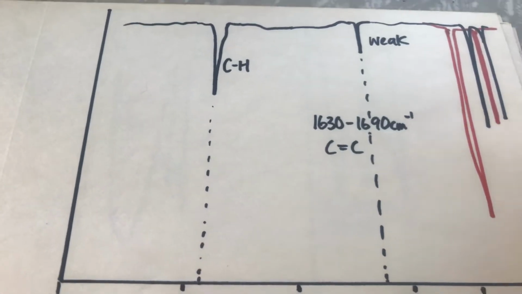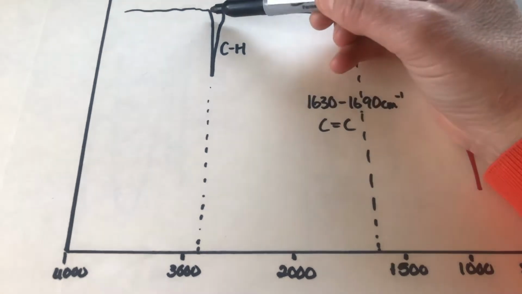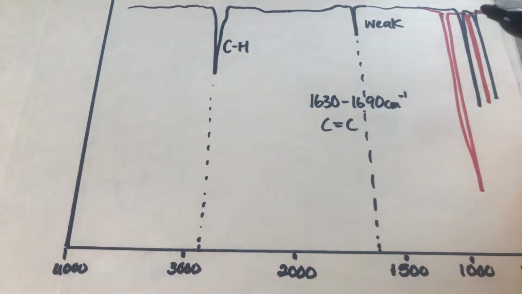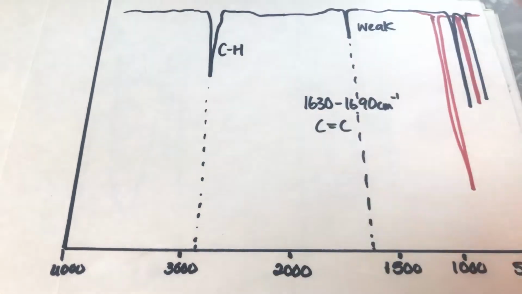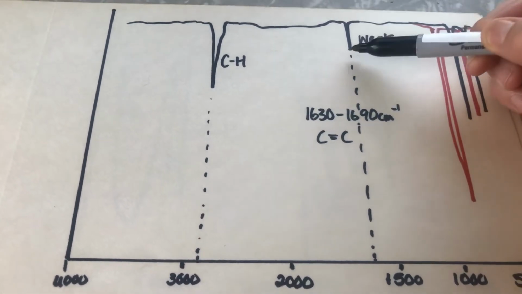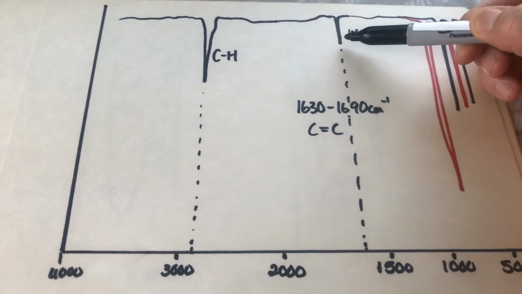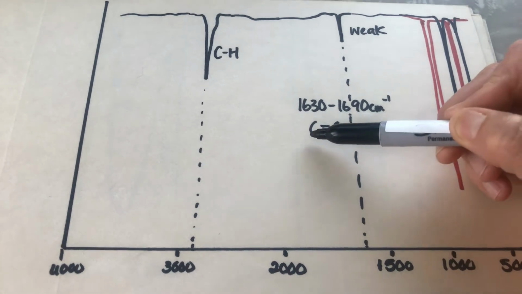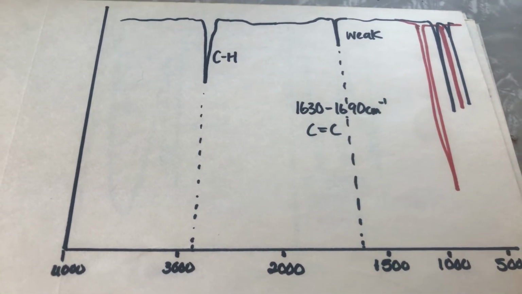Okay, so our alkene will have some kind of C to H peak around 2,850. It could be a big one, could be a small one, mostly big actually. And it will have this weak peak, quite sharp usually, at around 1630 to 1690, which is linked to our C double bond to C.